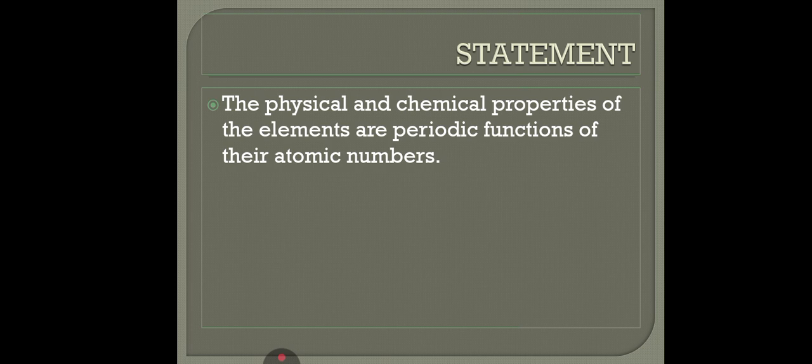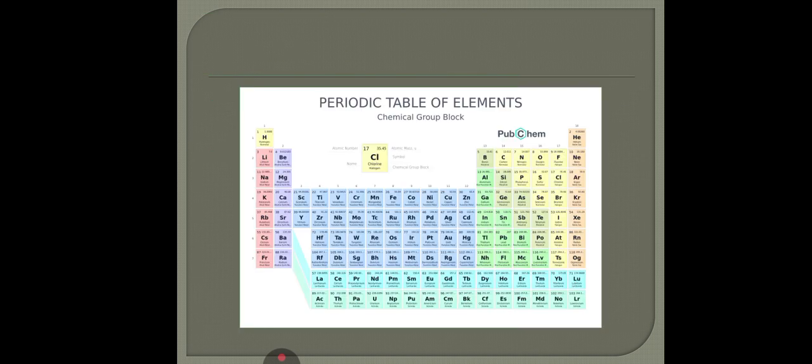So this is the statement: physical and chemical properties of elements are periodic function of their atomic number. So as you see, when you look at the periodic table, there's always a repetition. If you look at the colors here, the colors are defining similarity in their physical and chemical properties. So that's the beauty of the periodic table.